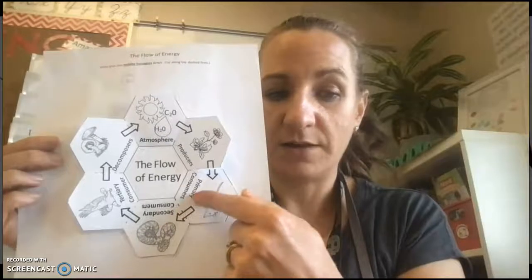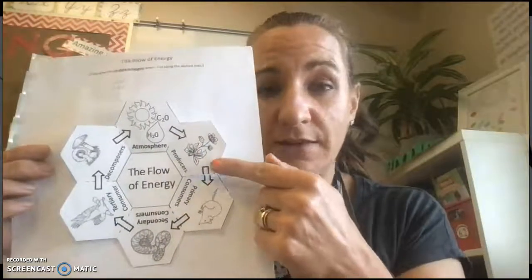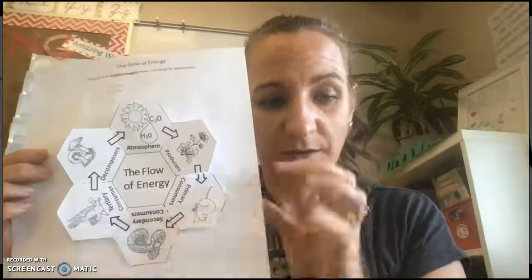All right, if we want 1 kilocalorie to feed our tertiary consumer, how many producers would we need? Remember, 10% is going to be passed on. So 1 here times 10 is 10, times 10 here is 100, times 10 here is 1,000. So we need 1,000 kilocalories in plants in order to give 1 kilocalorie to our tertiary consumer.